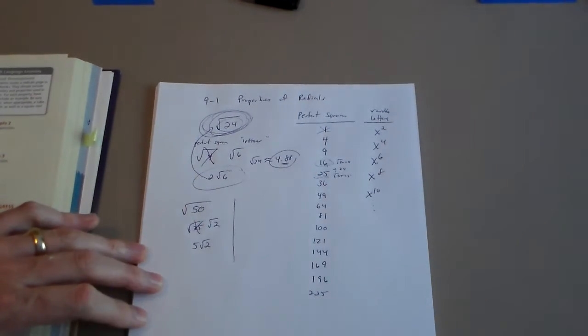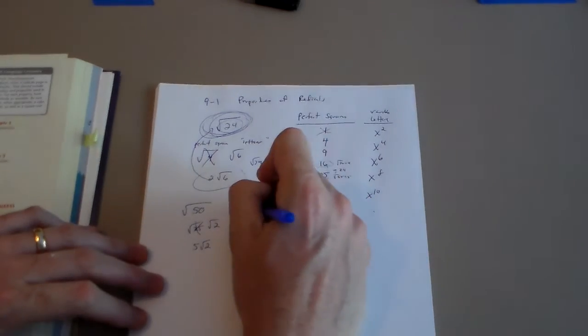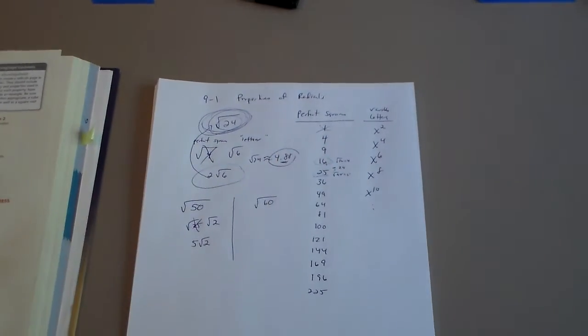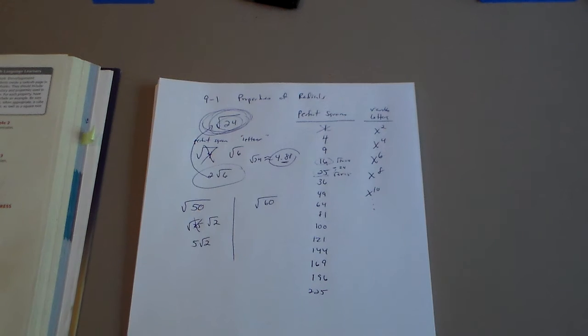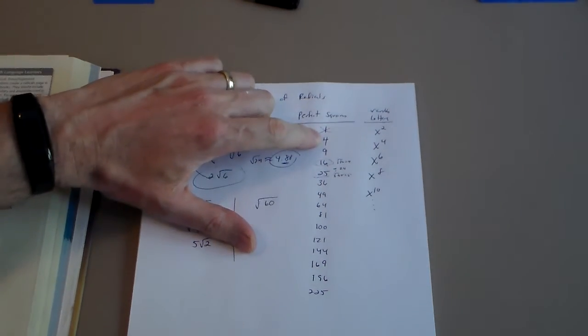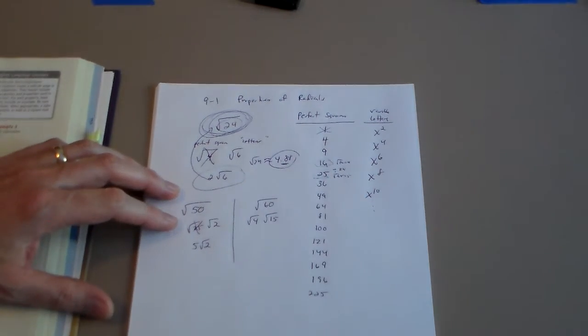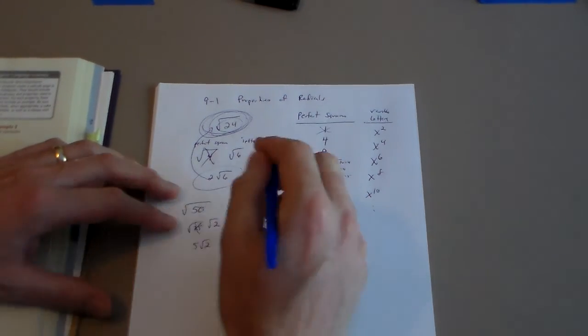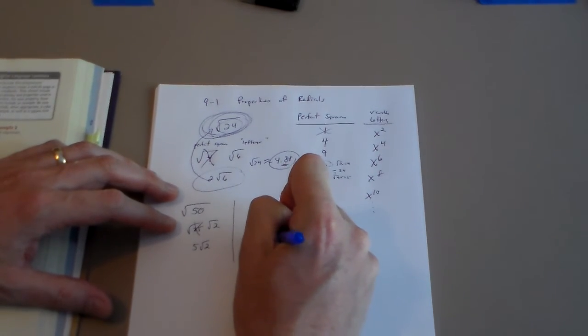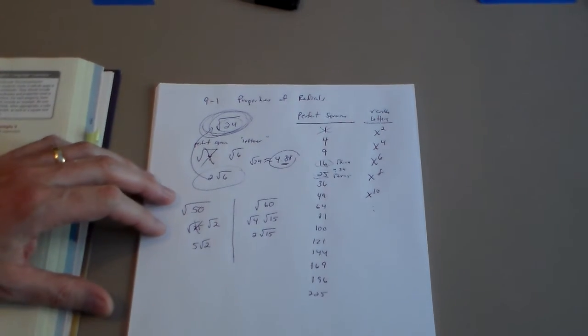Okay? So let's say I had another one. Let's say I had the square root of 60. Take a look at that list and see what number will divide evenly into 60. Okay, and the number that goes evenly into 60 is 4. That's right there. So I make this root 4 root 15. Okay, and the square root of 4 is 2, so I'm going to get 2 root 15. Those are my answers.